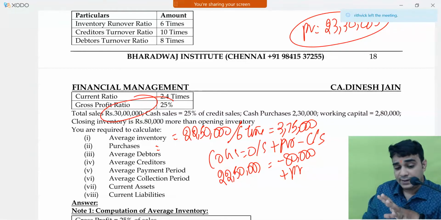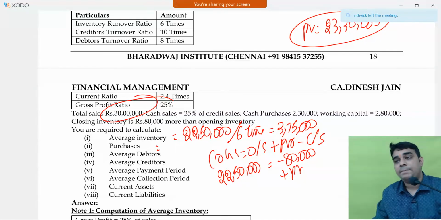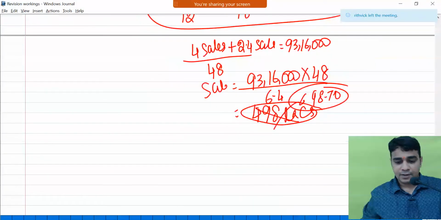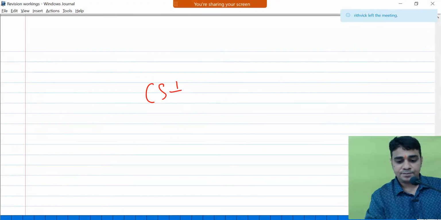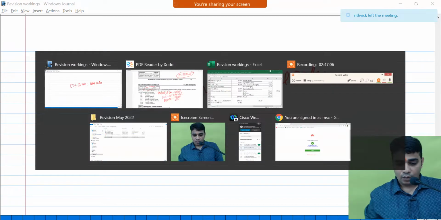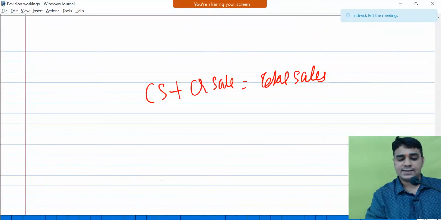Total sales is 30 lakh. Cash sales is 25% of credit sales. This does not mean credit sales is 75% of sales. So they have said cash sales is 25% of credit sales, so you'll have to be careful about this. Cash sales plus credit sales is equal to total sales. What is mentioned in the question is cash sales is 25% of credit sale.